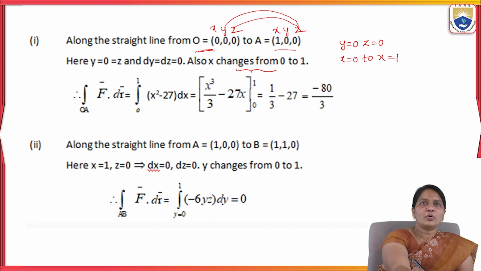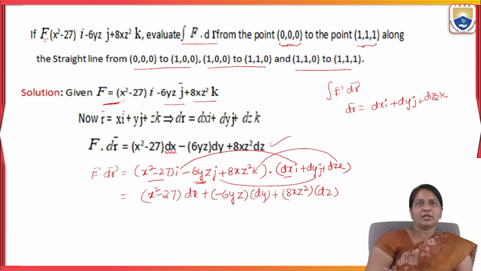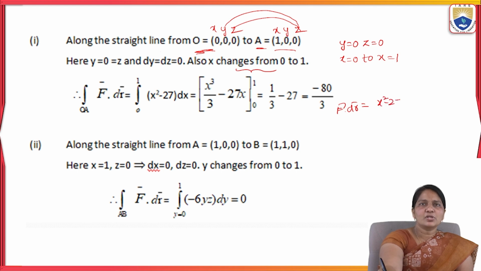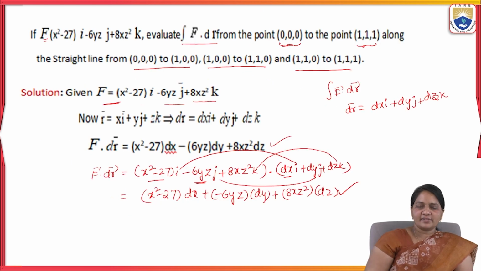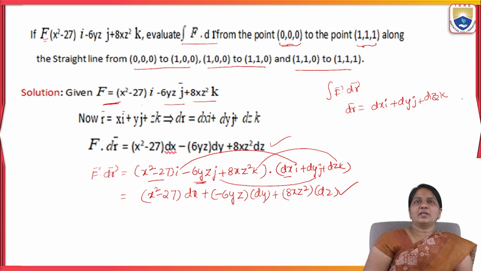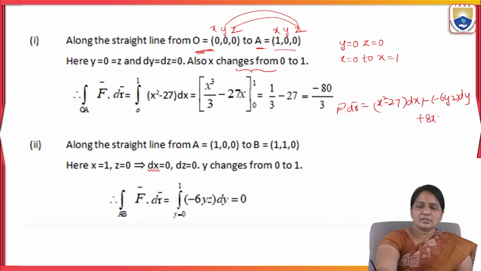So here the path is O to A we are taking, so along OA we are writing. Along OA, we already calculated f bar dot dr bar, so we write it here: f bar dot dr bar equals x square minus 27 into dx, plus minus 6yz into dy, plus 8x z square into dz. Since y is 0 and z is 0, that means dy equals 0 and dz equals 0. So these two terms are 0.